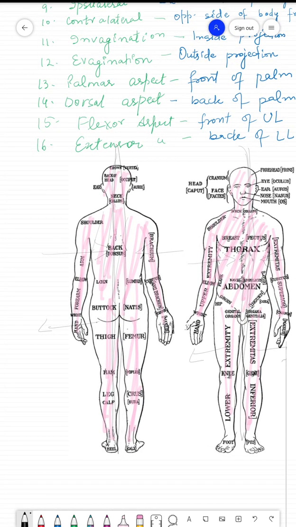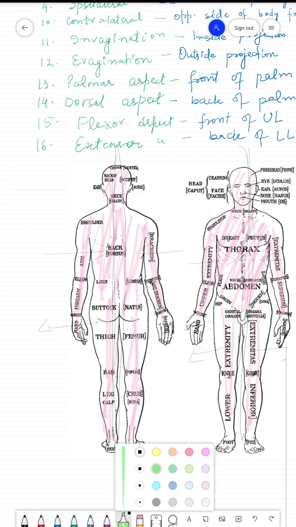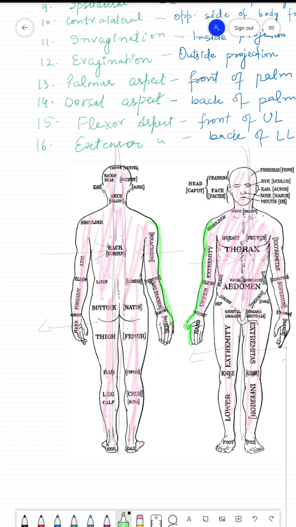In the upper limb, this is the lateral border. This is the lateral border in the upper limb, and in the lower limb, this is the lateral border of the body.